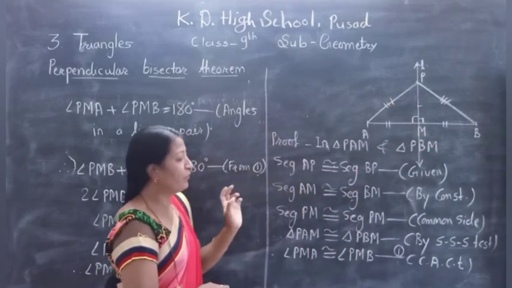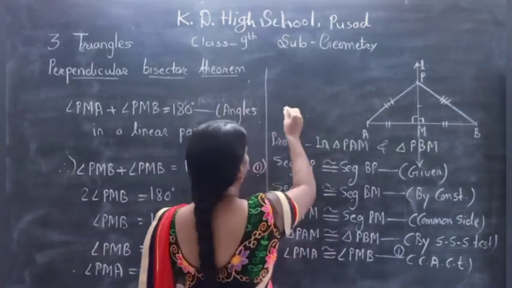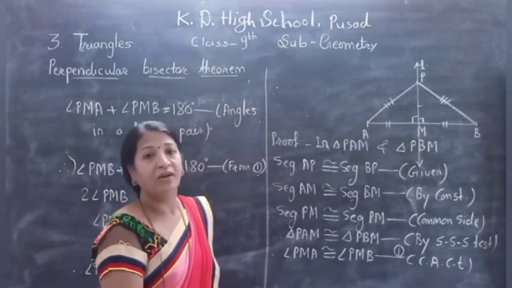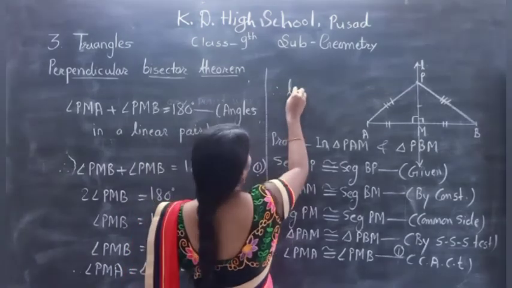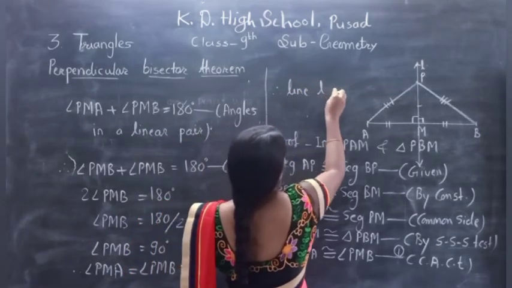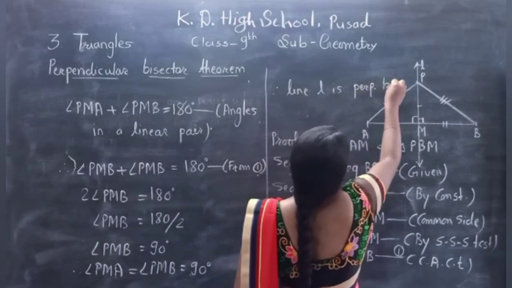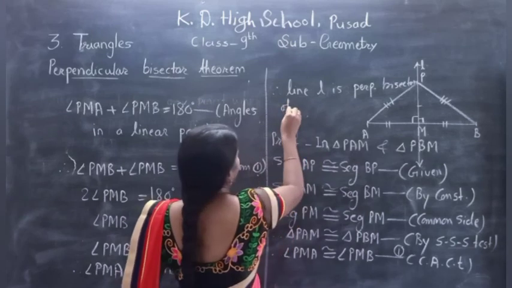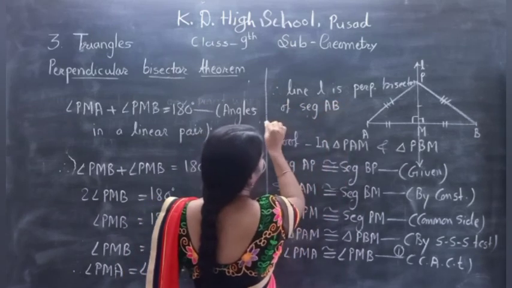Here we prove that line L, so we can say therefore line L is the perpendicular bisector of segment AB. Line L is the perpendicular bisector of segment AB. Hence we proved.